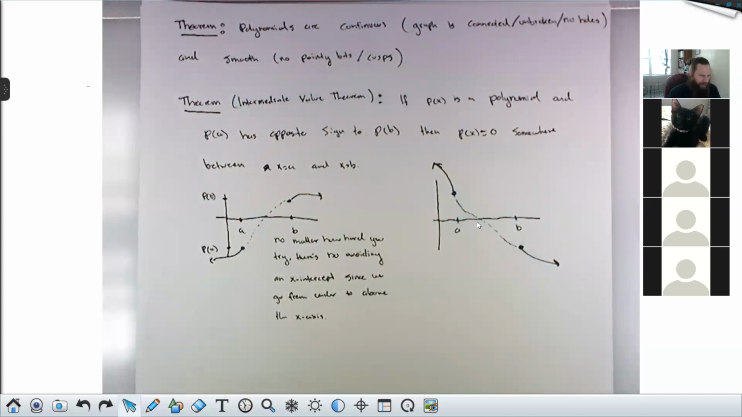There are a few problems in your homework set that just ask you, could this graph be the graph of a polynomial? All you've got to do is think about the first theorem for that. Is the graph continuous? That is, is it a single connected, unbroken piece with no holes? And is the graph smooth? Does it not have any pointy bits or cusps? If the answer to all those questions is yes, then yeah, this could be the graph of a polynomial. If the answer to any one of those questions is no, then no, this could not be the graph of a polynomial.